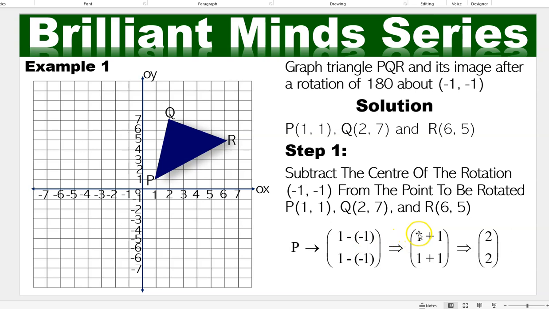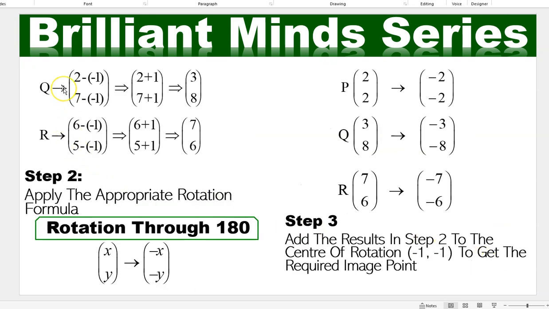That is how come we have 1 plus 1, 1 plus 1, and that is 2, 2. 2 is our x value, 2 is our y value. Our point Q becomes 2 minus negative 1, 7 minus negative 1, and therefore 2 plus 1, 7 plus 1, that is 3, 8. R: 7 minus negative 1, 5 minus negative 1, 6 plus 1, 5 plus 1, that is 7 and 6.